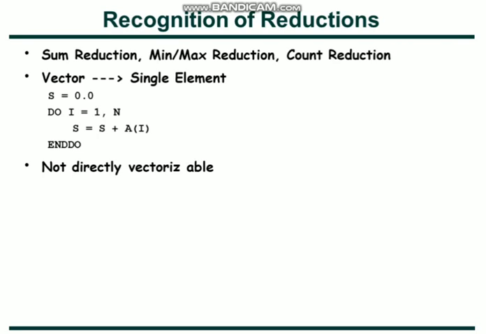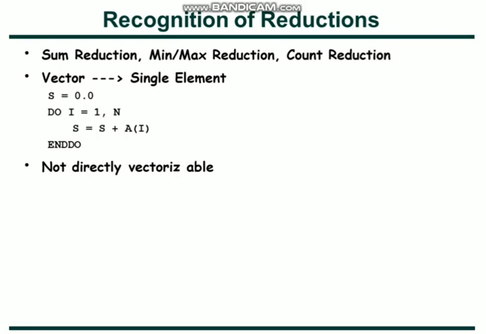So basically, you understood that reduction is converting a vector element into a single element. If you are getting a single element from a vector element, that is known as reduction. So this example is of sum reduction. A single variable is initialized to 0.0, then we have a loop running n times because the size of the array or vector is n, and inside that loop you have a single statement: s is equal to s plus a of I, where s is the single variable where we want the addition of all elements of a.